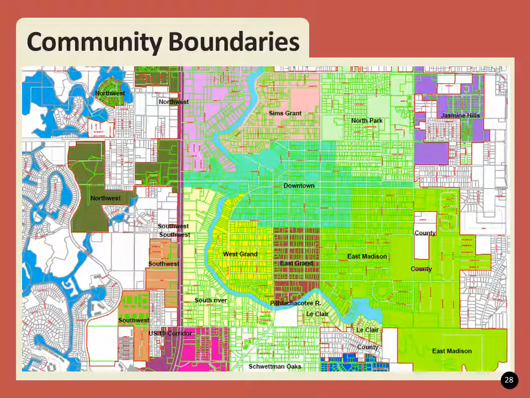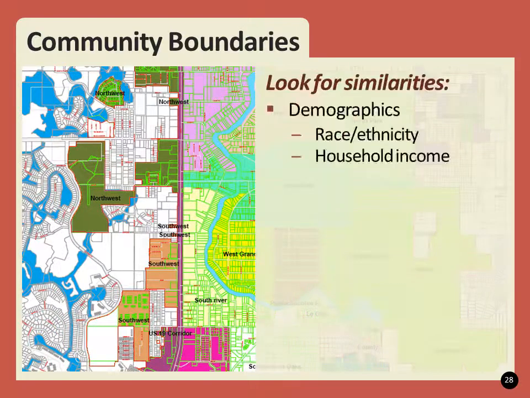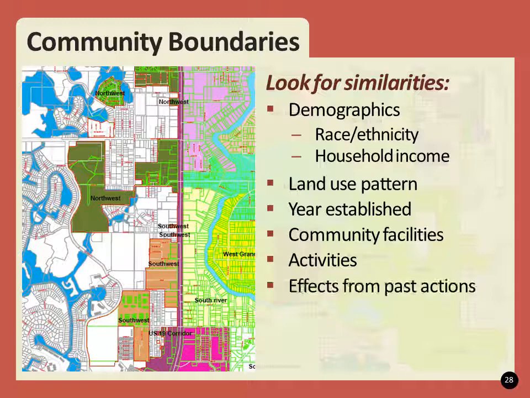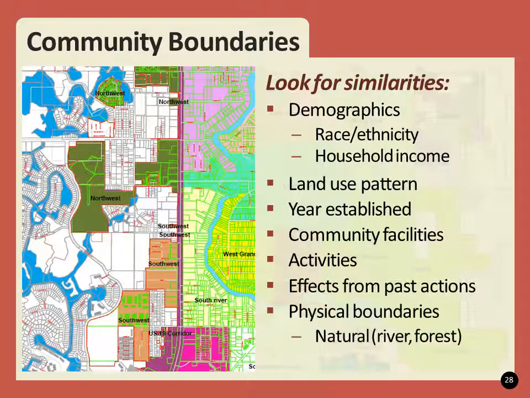Information on community boundaries, officially designated or otherwise, is collected for the community inventory. Cohesive communities tend to have similarities, such as demographics, land use pattern, year established, community facilities, activities, effects from past actions, and physical boundaries. The MPO or local government may have information on designated community boundaries in the study area or an idea where informal boundaries are located.